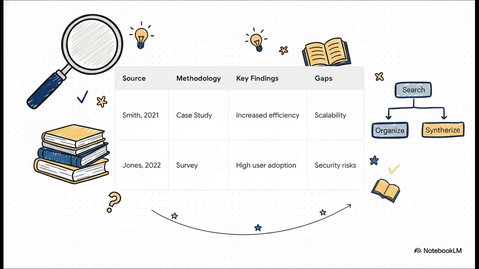You can see it here. You have columns for the source, the methodology they used, their key findings, and, this is the most important part, the research gaps they identified. This becomes your command center. It gives you this amazing bird's eye view so you can see where the conversation is, and, more importantly, where it isn't. That's where your work comes in.